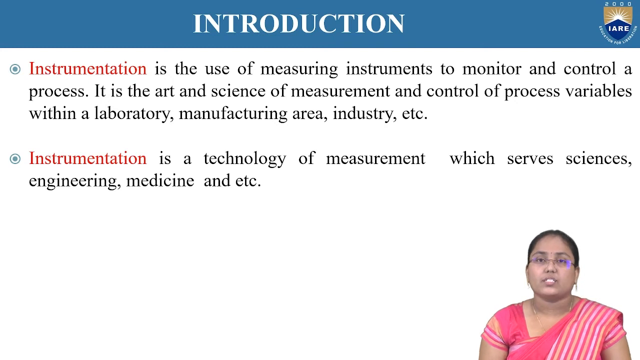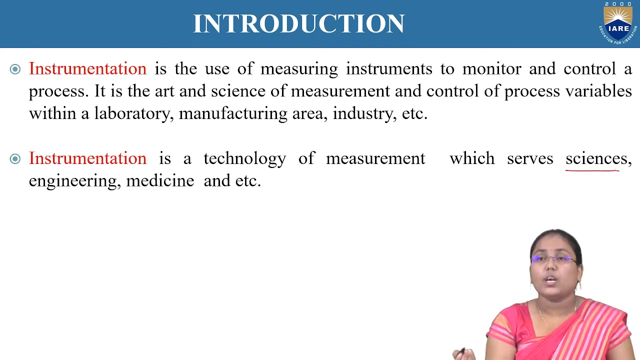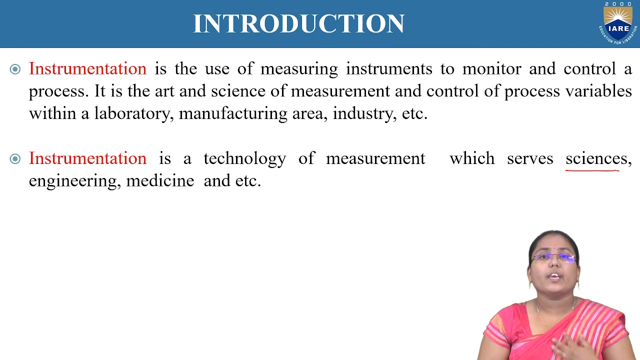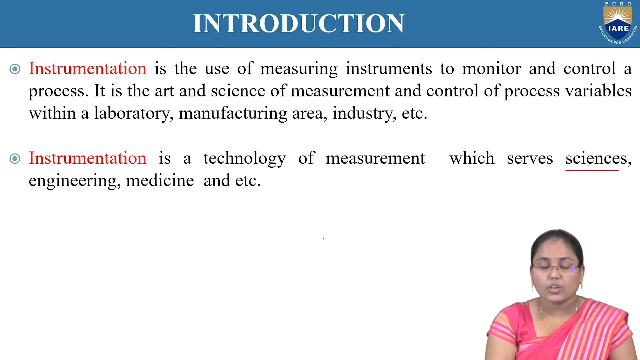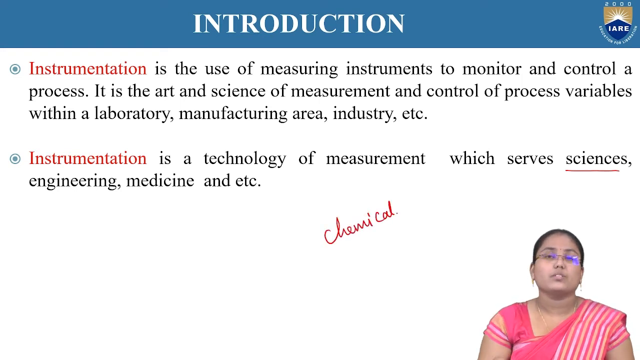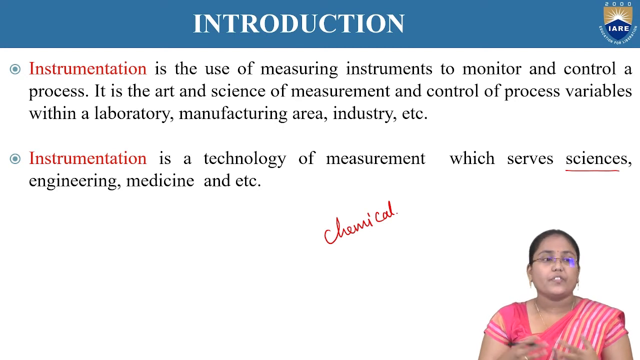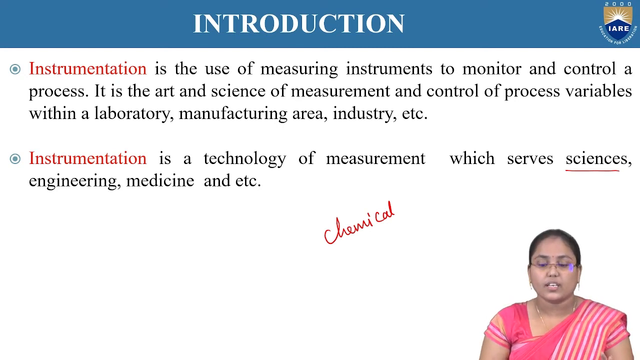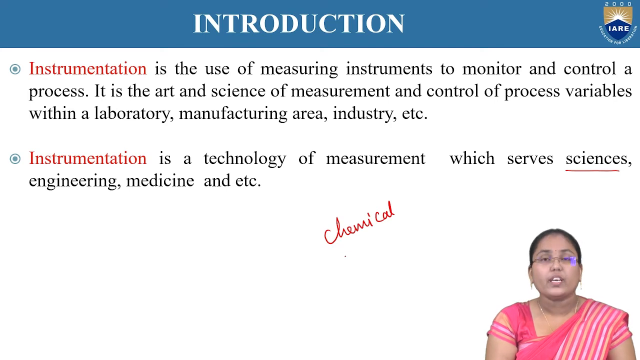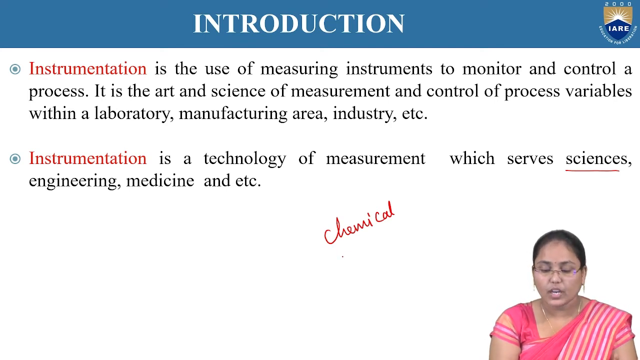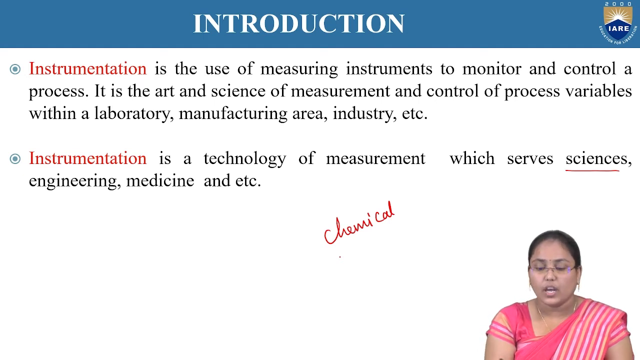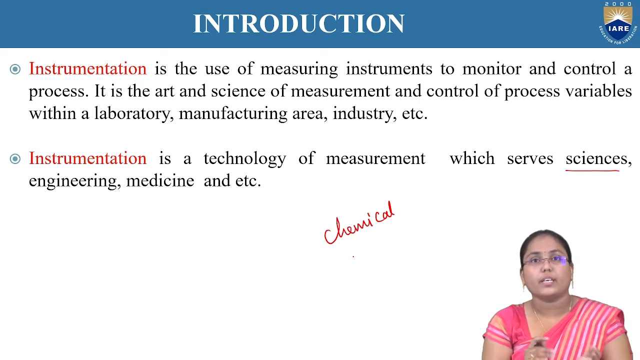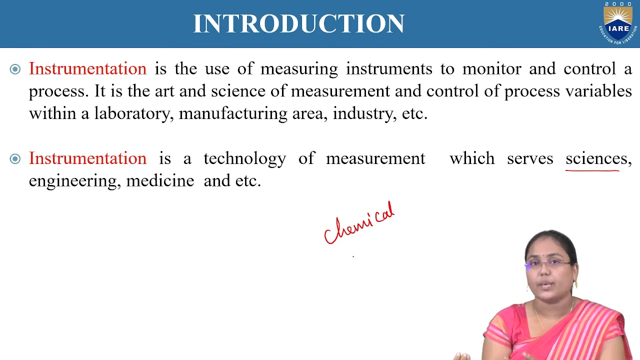engineering, medicine, etc. When we say sciences, take for example biology or chemistry. In chemistry we have chemical processes, where we take two chemicals and combine them, and we look at the output characteristics. What will be the output of the chemical?